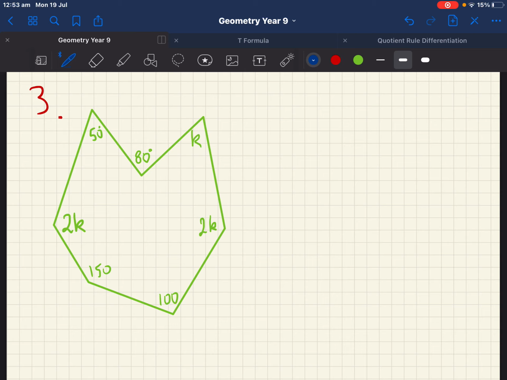What do all of these angles add up to? Let's count out how many sides we have: 1, 2, 3, 4, 5, 6, 7. So we've got 7 sides. For our first mark, let's work out what the 7 angles would add up to. 5 lots of 180, typing that in your calculator, you get 900 degrees. And there it is. If that's all you manage to do, you've got yourself a mark.